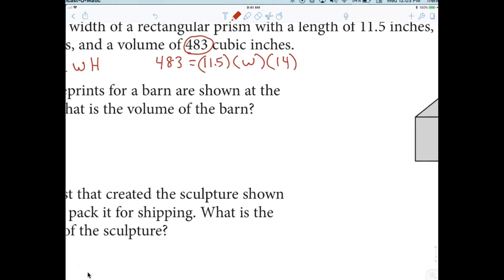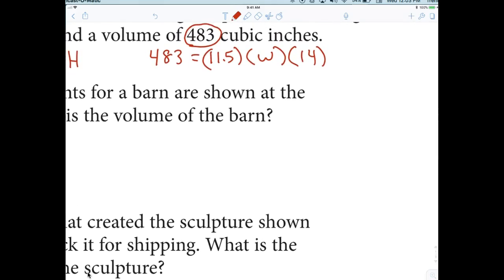So here we go. Look right here, guys. That is where I'm at now. I am trying to figure out what W is. So what do I have to do first? Everybody do 11.5 times 14. So now I have 483 is equal to, multiply that out.